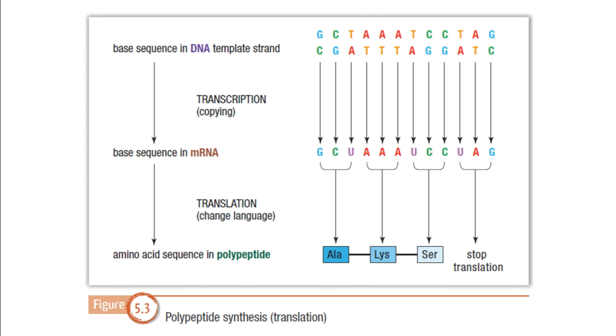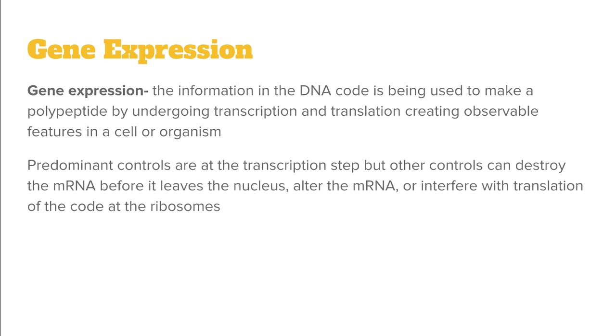So I've seen this diagram before. Remember, we go from the DNA template, we produce our mRNA, and then we translate it into our polypeptide. So when we talk about gene expression, we are talking about the information that's in the DNA code being used to make a polypeptide by undergoing transcription and translation. And these create the observable features in a cell or organism.